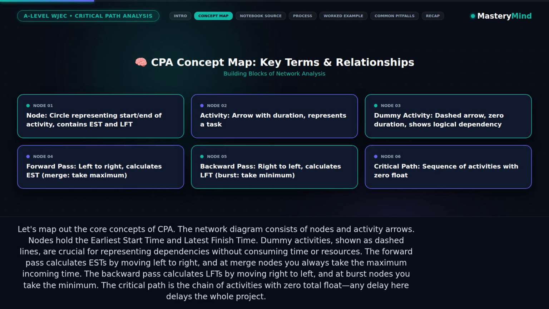The forward pass calculates ESTs by moving left to right, and at merge nodes you always take the maximum incoming time. The backward pass calculates LFTs by moving right to left, and at burst nodes you take the minimum. The critical path is the chain of activities with zero total float. Any delay here delays the whole project.